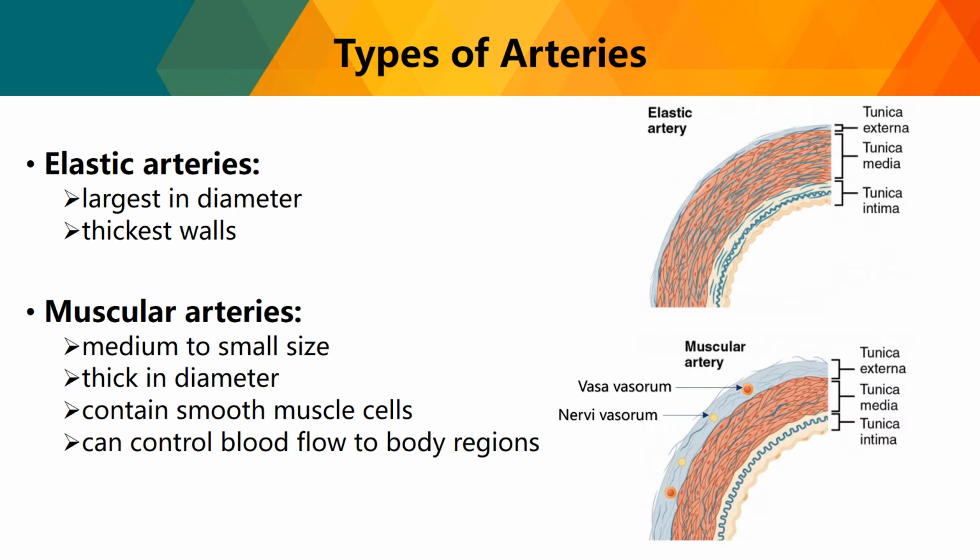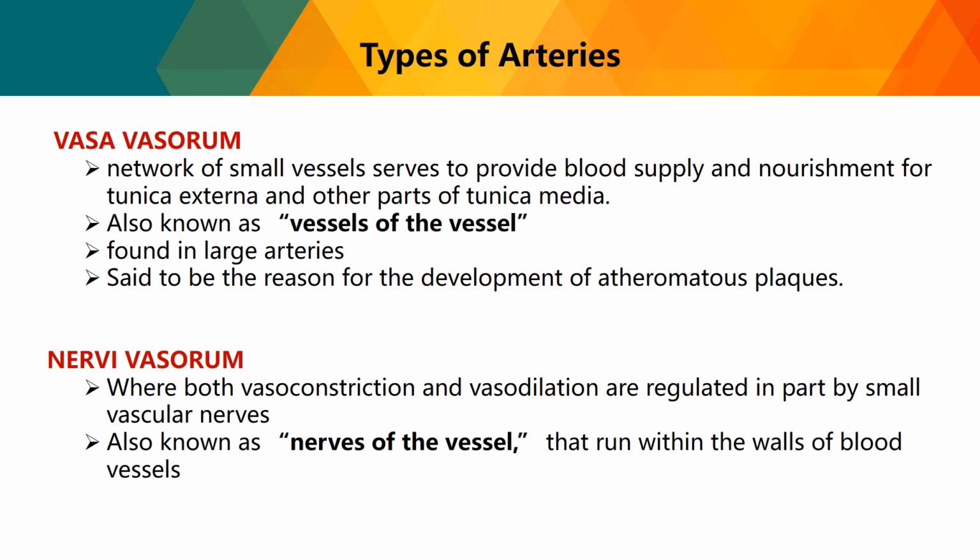Your muscular arteries contain smooth muscle cells, and they can control blood flow to your body regions. So, examples of your muscular arteries are your splenic artery and your hepatic artery. Next, you have your vasa vasorum, also known as the vessels of the vessel. So this vasa vasorum is a network of small vessels that serves to provide blood supply and nourishment for your tunica externa or tunica adventitia and to other parts of your tunica media.